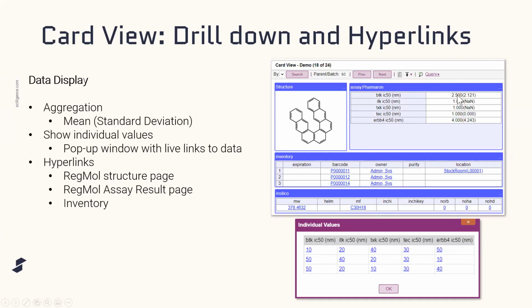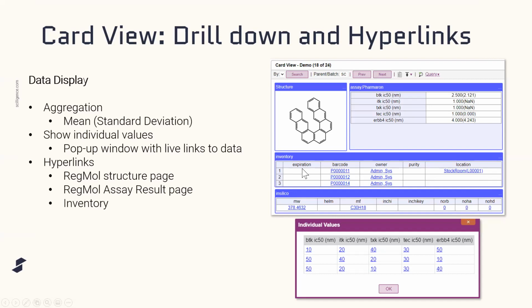Otherwise, it'll show you an aggregated value with a standard deviation. Again, you can set what type of aggregation you'd like, a geometric mean, arithmetic mean, it's usually geometric, or you can drill down and click on, by a hyperlink, the individual value itself. Again, if you have regmol, clicking on this hyperlink will open up the regmol module and lead you to the page where this assay result was generated.